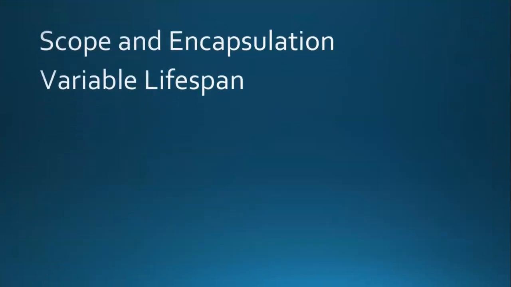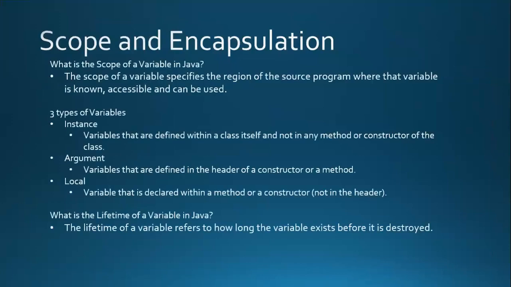Now let's talk about scope, encapsulation, and variable lifespan. All right, so what is the scope of a variable in Java? The scope of a variable specifies the region of the source program where that variable is known, accessible, and can be used. Understanding this concept lets you know when you can use this variable.